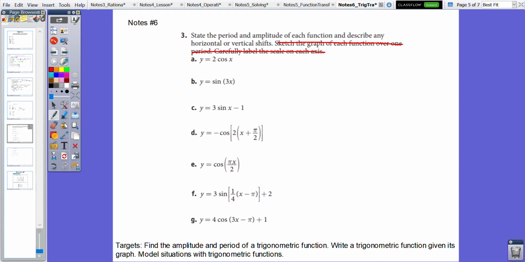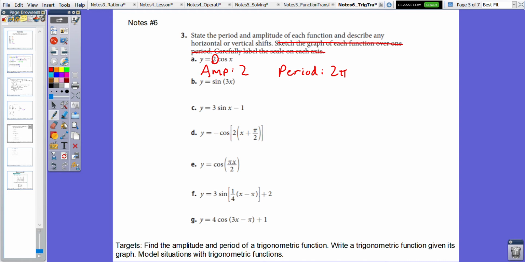So for the first example, we have y equals 2 times cosine x. Okay, just on the function alone, we have a coefficient of 2. That's our amplitude. So our a value, the amplitude, is going to be 2, and there's nothing else other than cosine of x. So that means our period is going to be just 2 pi. Okay, so we have to go 6.28 down the line to get to one full cycle of our graph.